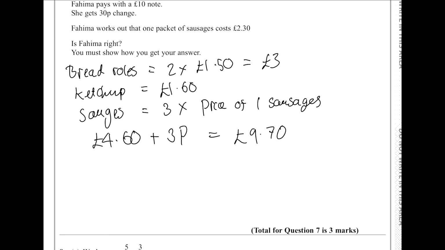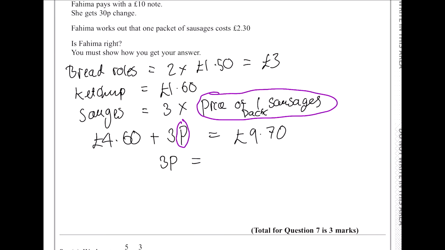So now what we can do is just solve this equation to find out what P is, which is what I've called the price of 1 sausage pack, I should have said here. So doing that, we get 3P equals, taking away 4.60, you get £5.10, I think, if you do that.